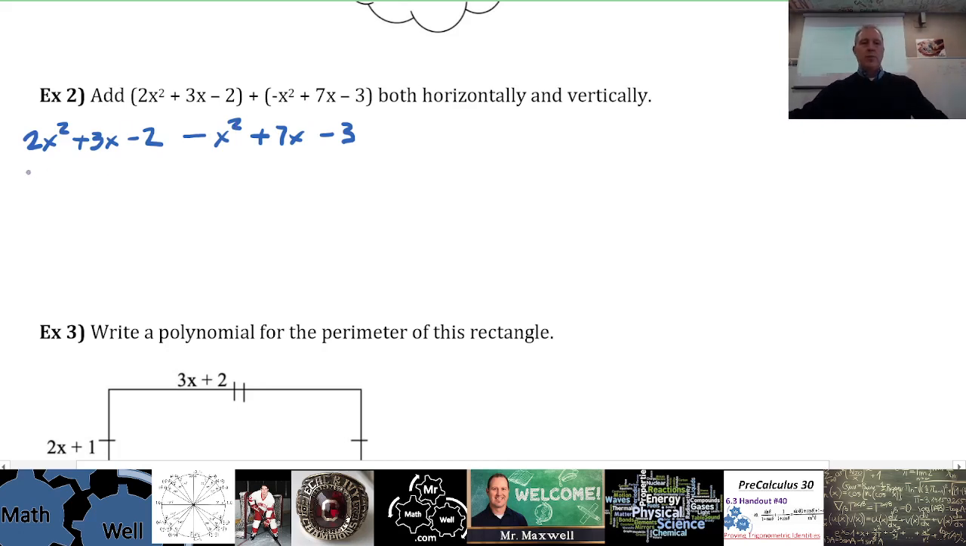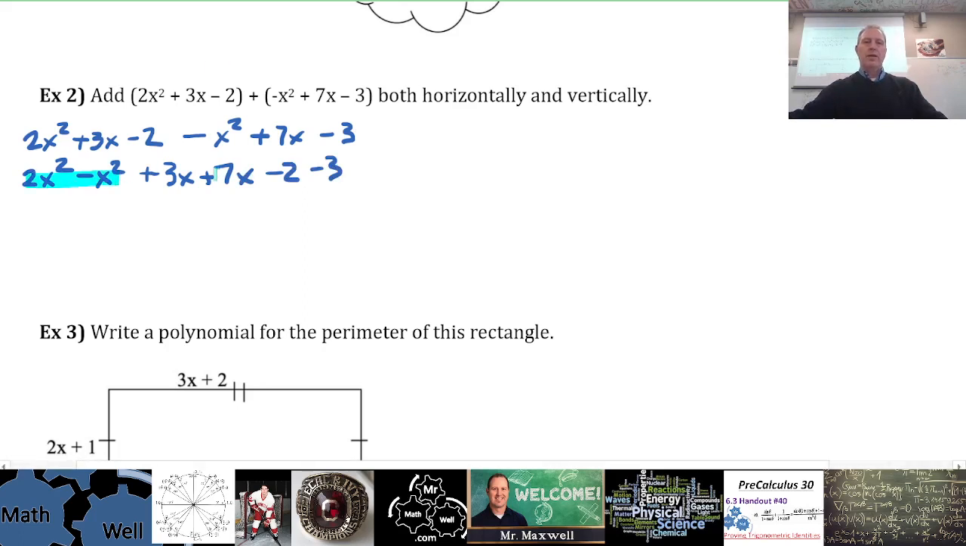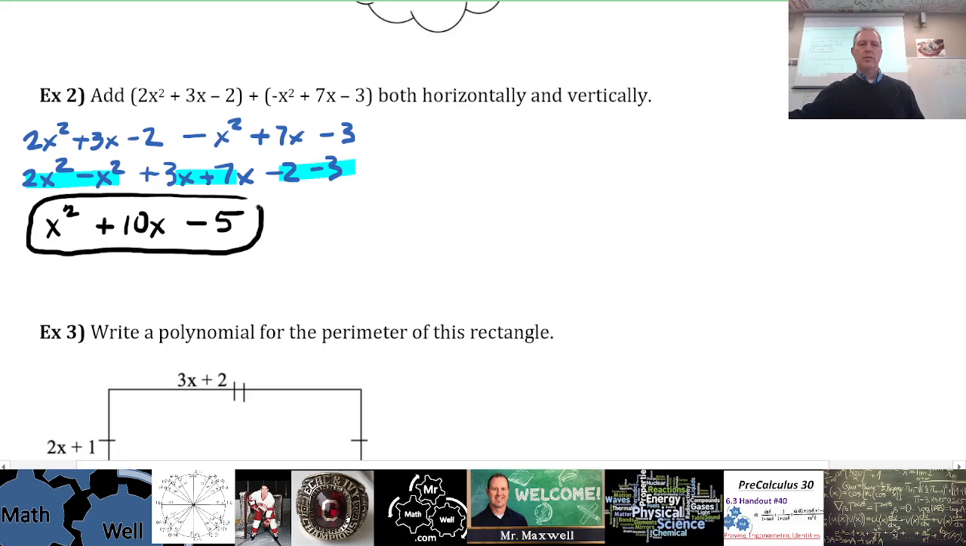All right, group like terms: 2x squared minus x squared. I'm going to put plus 3x plus 7x. And I'm going to put minus 2 minus 3 together. All right, the x squareds are together, the x's are together, the constants are together. So 2 minus 1 is just 1, so that's an x squared there. A positive 3 plus 7 is going to be plus 10. That's 10 x's. And negative 2 minus 3, that is minus 5. So I've got x squared plus 10x minus 5. Everyone agree with that? Are there any errors there that you see?